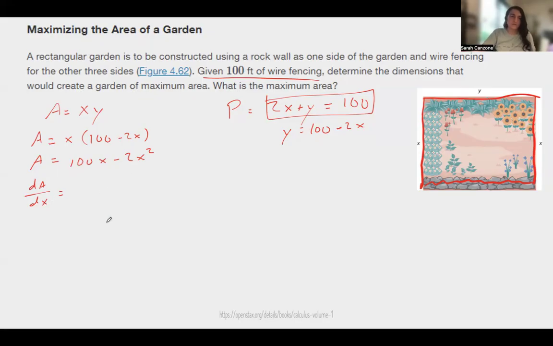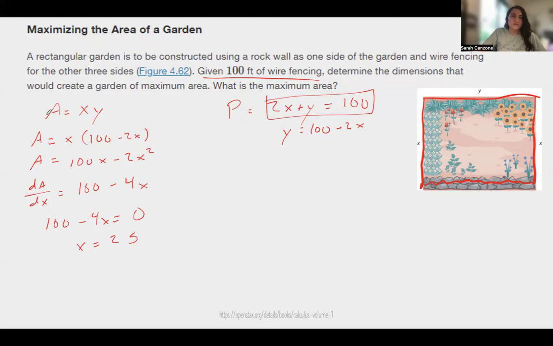This is the difference between this kind of application problem versus related rates. In related rates, we were dealing with rates, so it was everything with respect to t. With this, we are optimizing with respect to one of the variables that we have. So this is going to be 100 minus 4x. And we know that in order to find the critical value, we have to set this equal to 0. So 100 minus 4x equals 0, which tells us that x is going to be equal to 25.